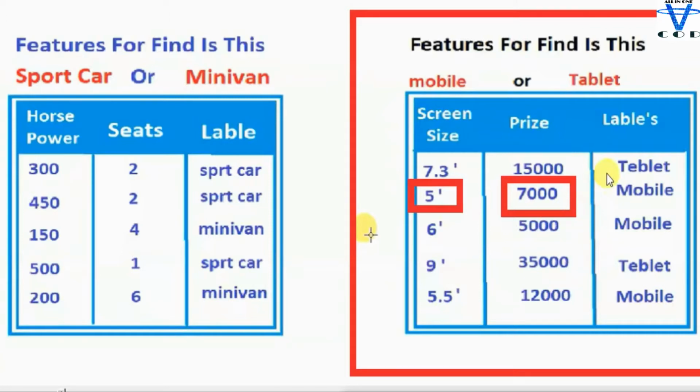And then we have 6-inch and 500,000. If the screen size is huge like 9-inch and the price is 35,000, it means the label is tablet. Now remember, screen size and price are the features and this is our labels. So we are going to make a different variable for each of these. We are going to put features in one variable and labels in another variable, and we are going to add this data in our Python script.